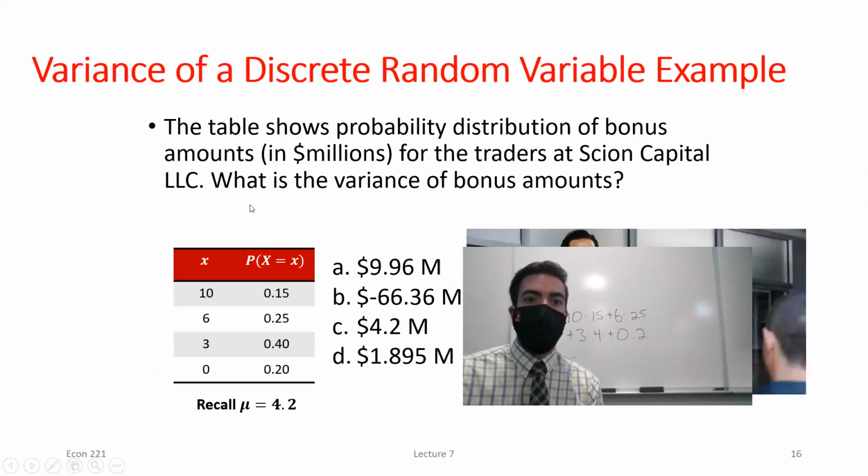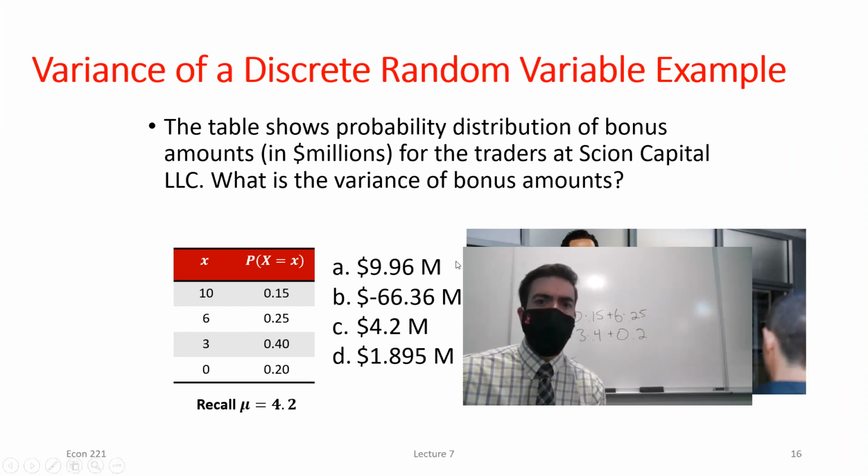So we automatically know that this variance has to be a positive value. We could rule out B right away, right? Can't be a negative value. From there, I don't know. I can't really pick and choose just looking at the numbers. And so I'm going to actually just have to do the math, right?